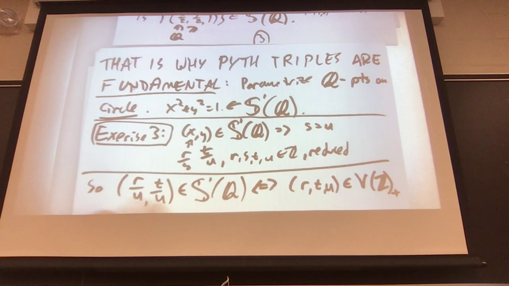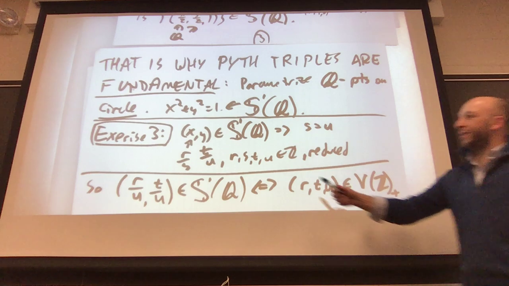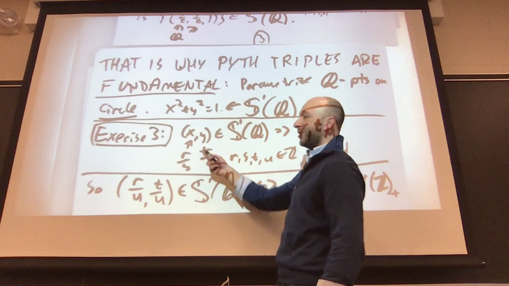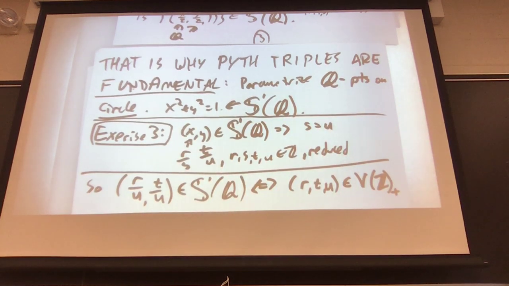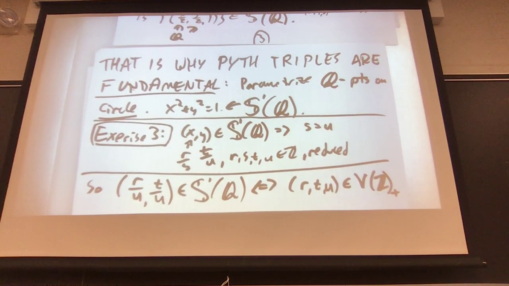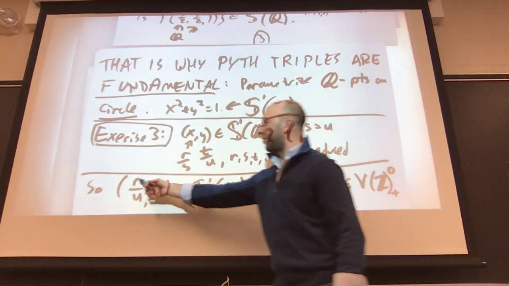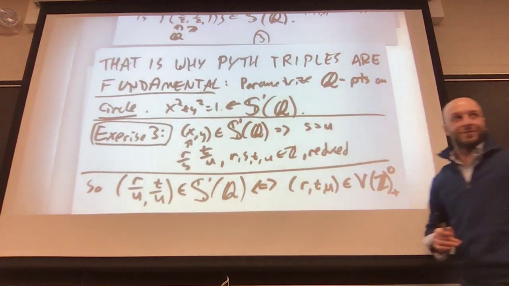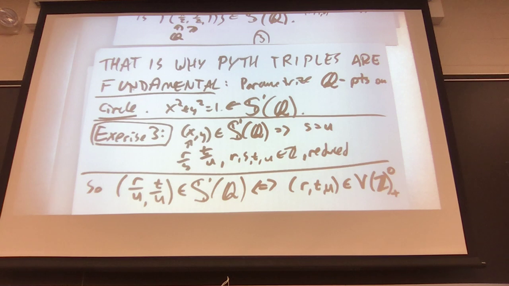We may as well, right? We have a choice of multiplying t, u, and r by a minus sign, and that doesn't change the point x and y, because minus over minus and minus over minus. So we may as well assume that u is positive. And primitive, because if they weren't primitive, they'd have some factor in common, and then these fractions wouldn't be reduced. That's why Pythagorean triples appear everywhere.